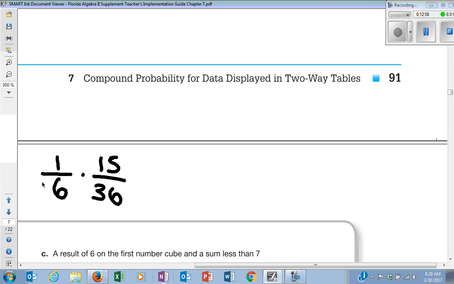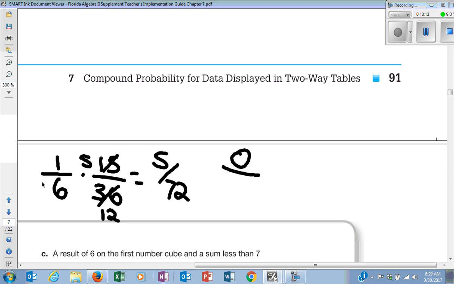These guys can reduce, and this becomes a 5 and a 12. And when you get that, it becomes a 5 over 72. Yes? Does a 5 over 72 equal 0 out of 36? So, do these things equal each other? So what does that mean for me today? These two events are not independent.